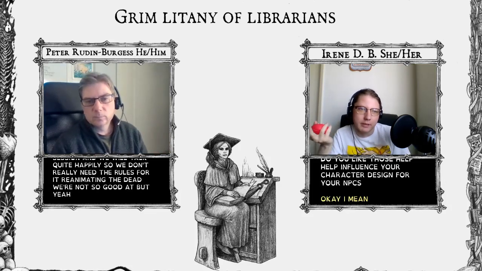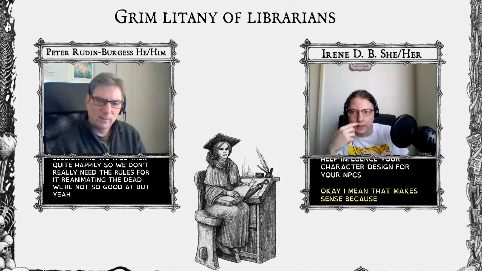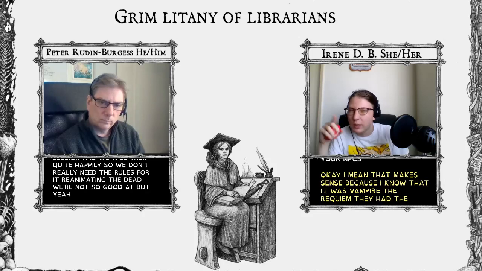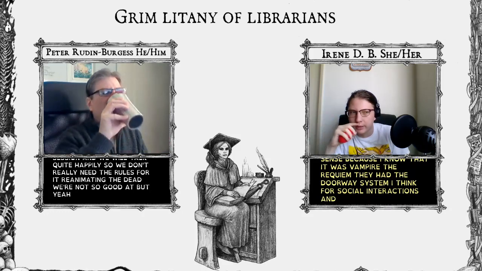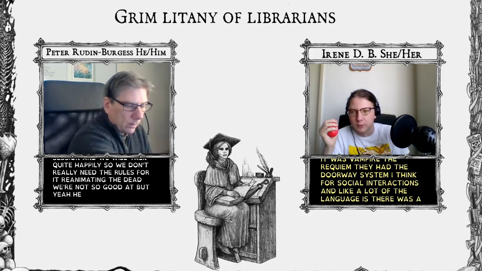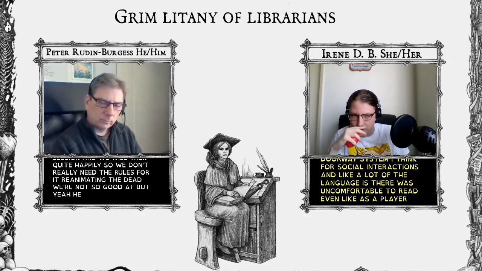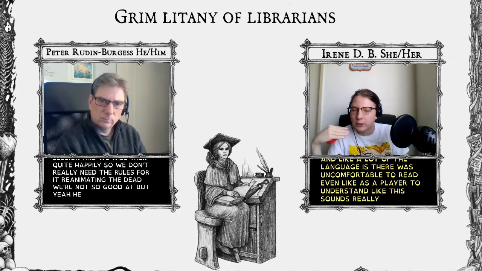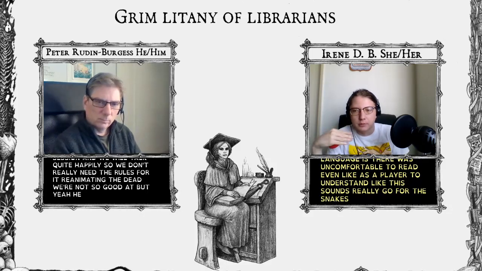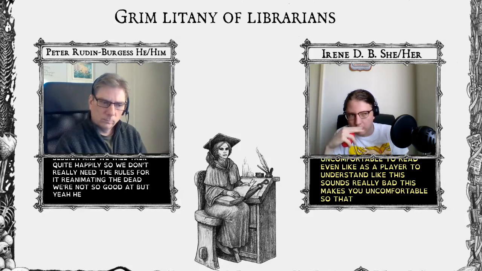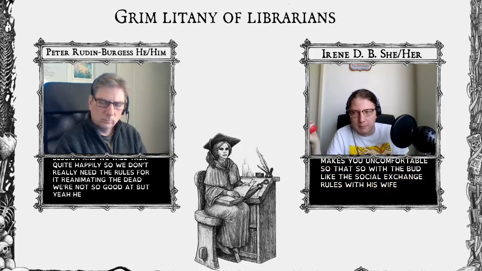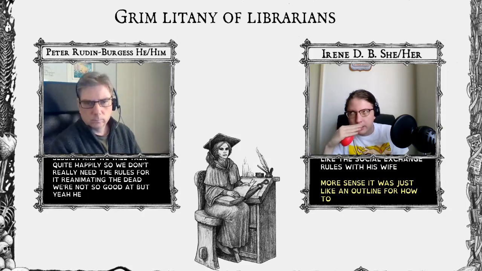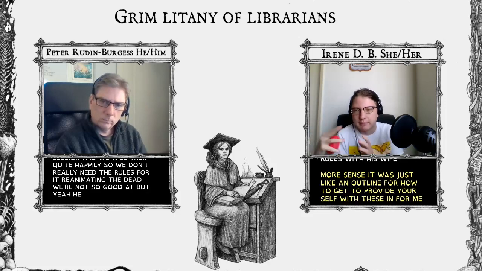Okay, that makes sense. Because I believe it was Vampire: The Requiem that had the doorway system, I think, for social interactions. And a lot of the language there was uncomfortable to read, even as a player. Like, okay, this sounds really bad. I know what they're trying to go for, but this makes me uncomfortable. But the social intrigue rules with Zweihander didn't make me feel uncomfortable reading them. It made more sense. It was just like an outline for how to provide yourself with this information.